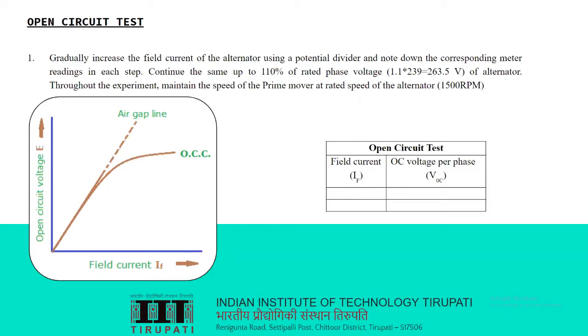The relation between the field current and open circuit voltage can be shown by plotting the open circuit characteristics between them. Because of saturation of the magnetic field, the curve bends at higher values of field current. The tangent line represents the air gap line.